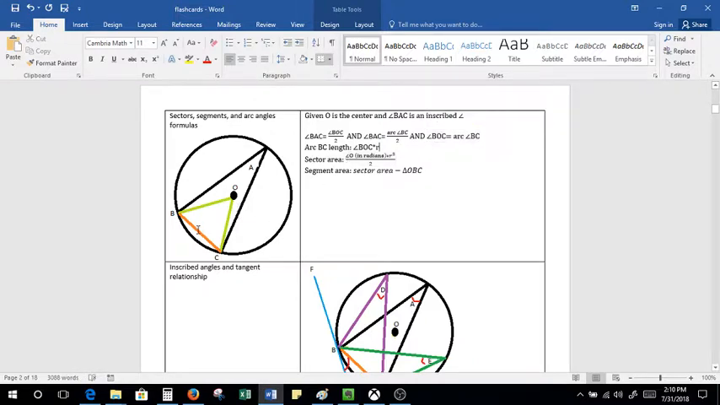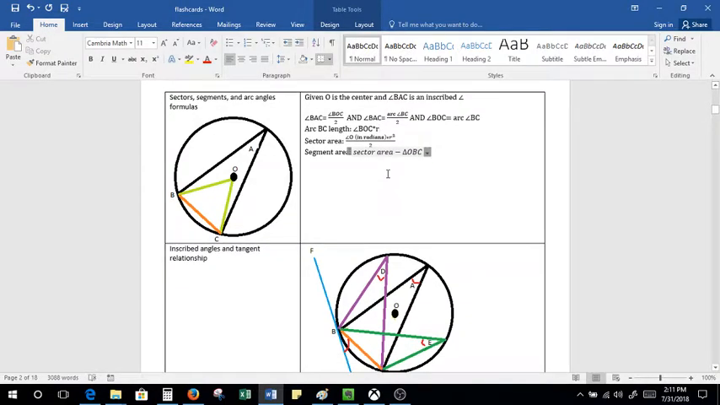Arc BC length, so we're talking about the arc, again, the black line, is the angle BOC times a radius. An example would be OC. And that would give you the length.